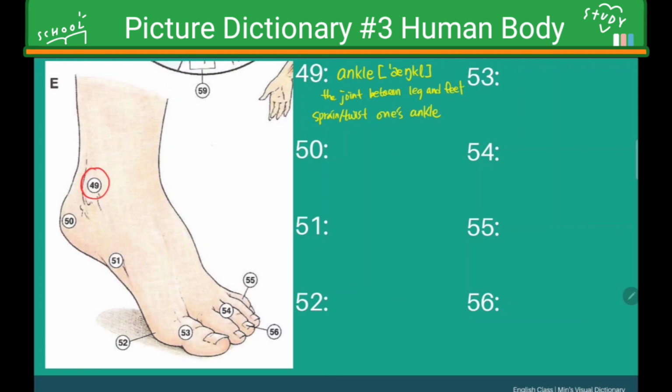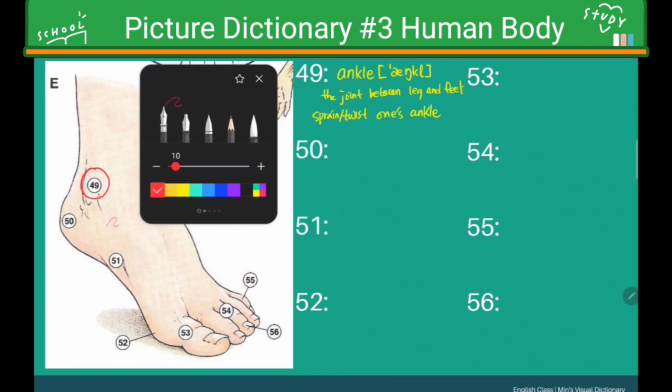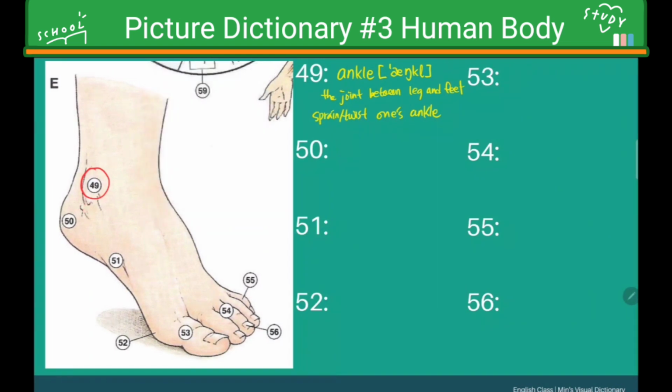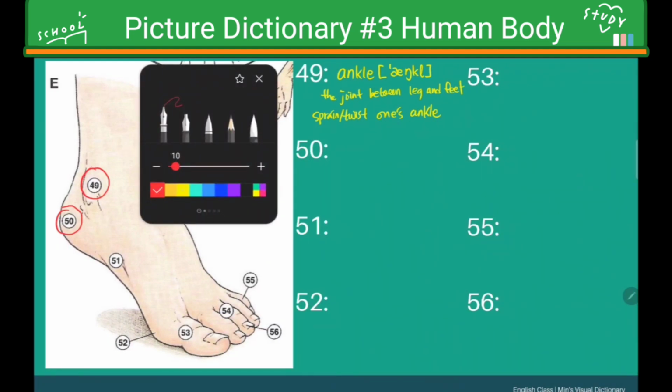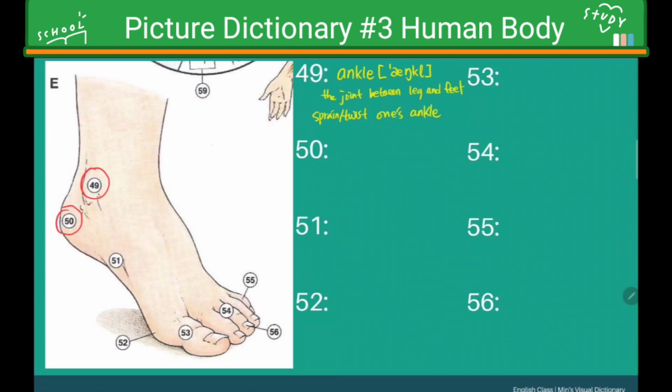And number 50 is this part right there. And that part is our heel, heel. And the phonetic symbol is like that. So it's he, but long E and L. So heel, heel.